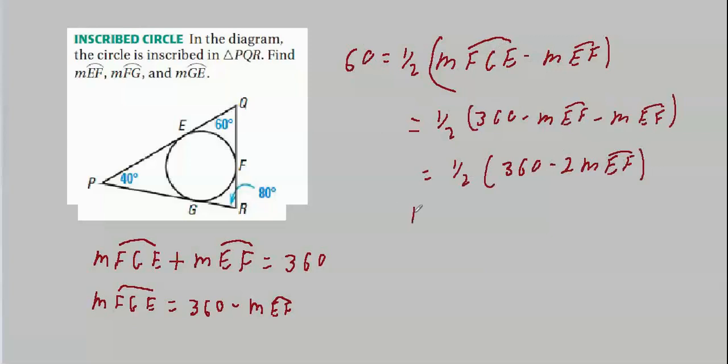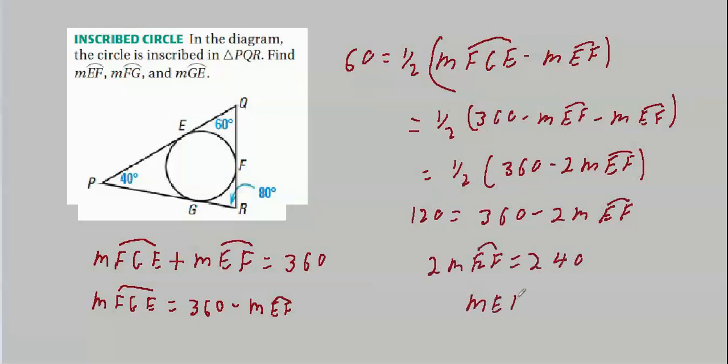We'll multiply both sides by 2 and get that 120 equals 360 minus 2 times the measure of EF. Well, if I subtract 120 from each side and add 2 times the measure of EF to each side, I'll get that 2 times the measure of EF equals 240, or the measure of EF equals 120 degrees. We can write that in over here.